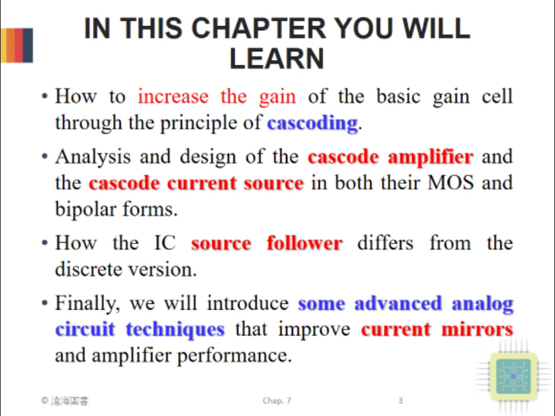Seventh, how the IC source follower differs from the discrete version. Finally, we will introduce some advanced analog circuit techniques that improve current mirrors and amplifier performance. Actually, a current mirror is not a perfect current source. So many techniques are proposed to compensate for some electrical characteristics in some applications.